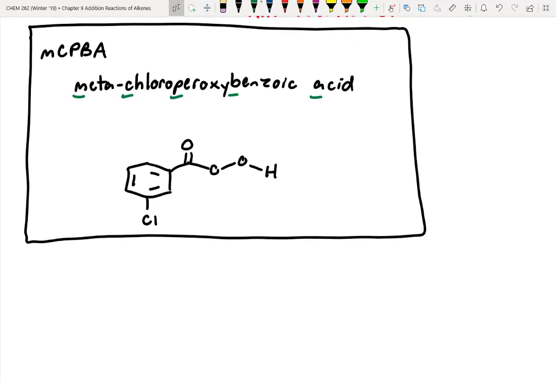All right, sometimes too, I will warn you that this group right here can vary from time to time. So I think on Sapling, sometimes they show that as a CH3 group. It'll still do the same reaction. MCPBA is the more common one though. All right, so let's take a look at the mechanism.